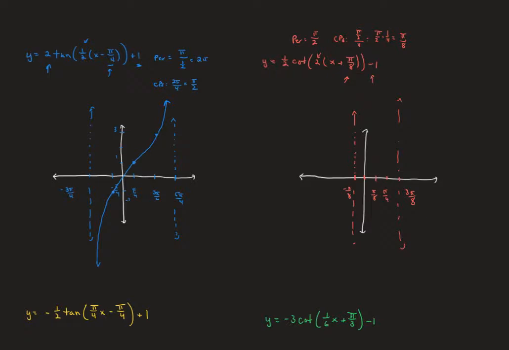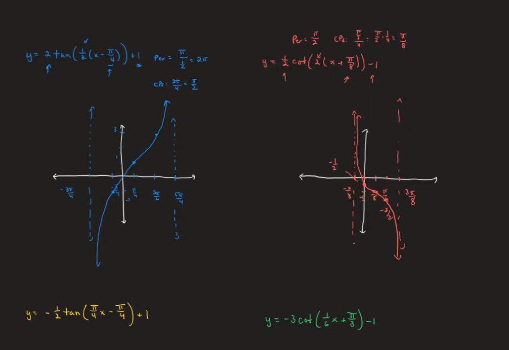So at pi over 8, we're going to be at negative 1. That's going to be right there. And 1 tick mark to the left, we're going to be up a half. So that's going to put us at negative 1/2. And I don't have a good place to label that. I'm going to call it negative 1/2. And 1 tick mark to the right at pi over 4, we're going to be at negative 3/2. And it's going to fall from left to right. And there's our cotangent curve.